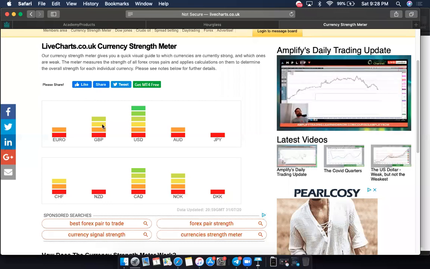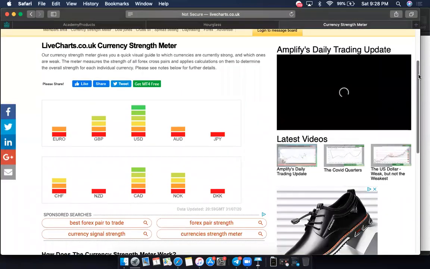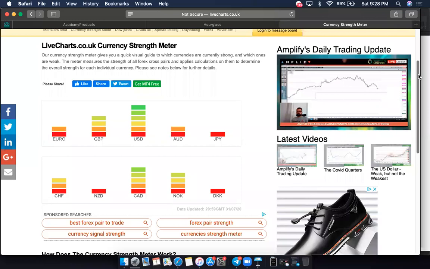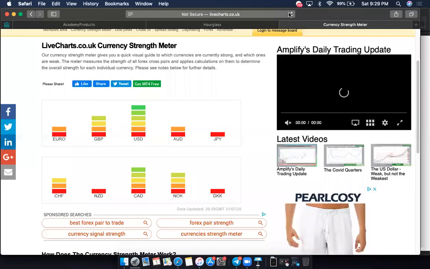So the more bars means the stronger that currency is at the time. You have the euro with 2 bars, the Great British pound with 4 bars, the US dollar very strong. Now every time you come to the currency strength meter, you want to refresh it, because when the market is open and you're trading, the currency strength goes up and down. You want to refresh this every 5 minutes. Just make it a habit to quickly refresh it so you can get the latest update.